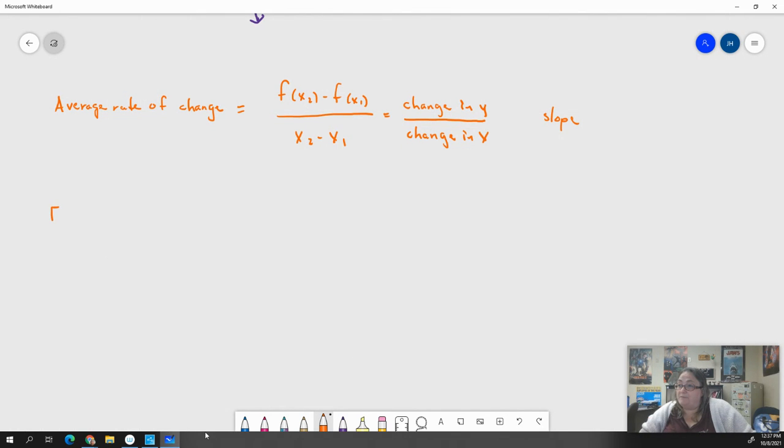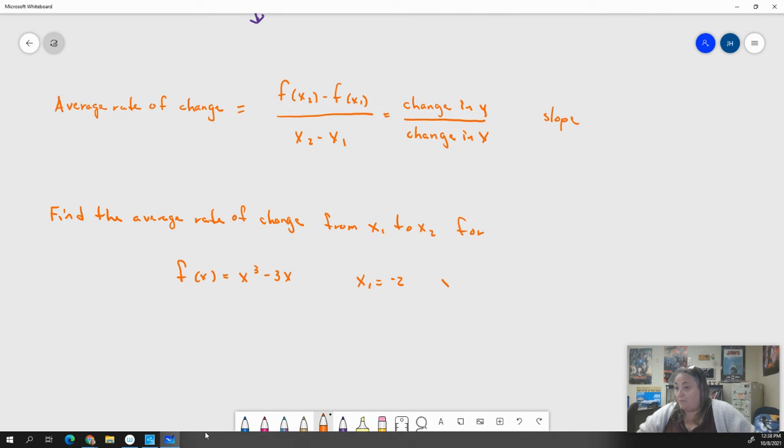So if I want to find the average rate of change, because this is how it's going to be asked to you in your homework: find the average rate of change from x1 to x2 for f of x equals, and it's going to give us a function. In this case, the function is x cubed minus 3x. But it's going to tell us what our x1 and x2 are. So in this case, x1 is equal to negative 2 and x2 is equal to negative 1.